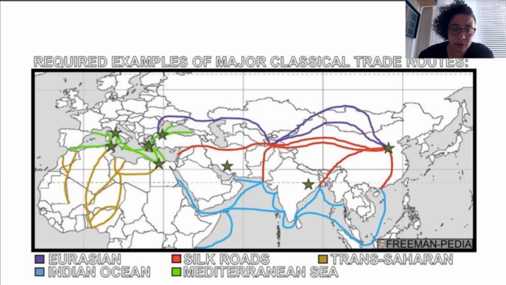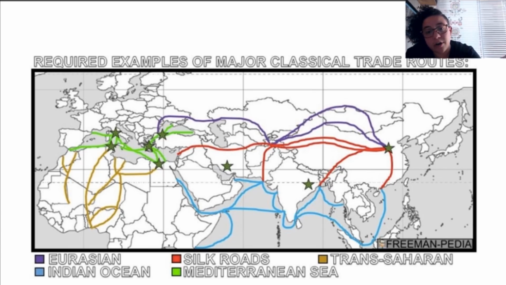Then you've got the Indian Ocean sea routes. That's all the blue that's happening in between Southeast Asia, India, Africa, the Middle East. You've got the Trans-Saharan trade routes up in North Africa. And then, of course, the green is the Mediterranean.